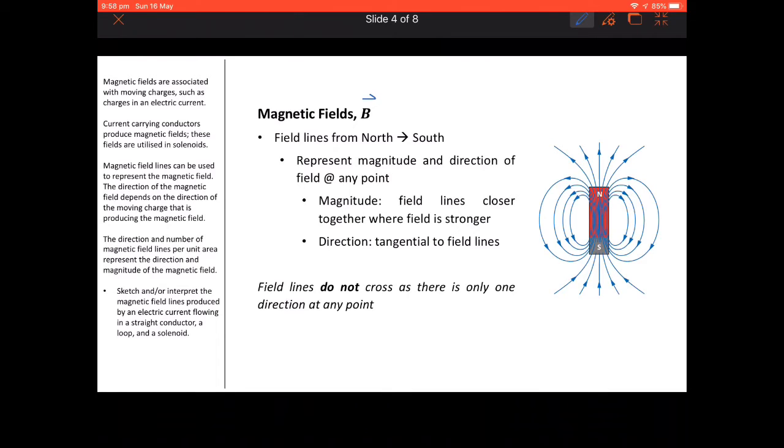The direction of the field is tangential to the field lines, so tangential to whatever point the line is pointing in at the specific point that you're talking about. Field lines don't cross, as there is only one direction at any point. If the lines were to cross, it would mean that there'd be multiple directions, but that isn't the case. So same as electric field lines don't cross, magnetic field lines don't cross.